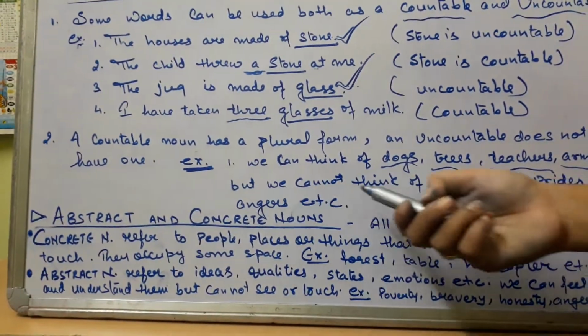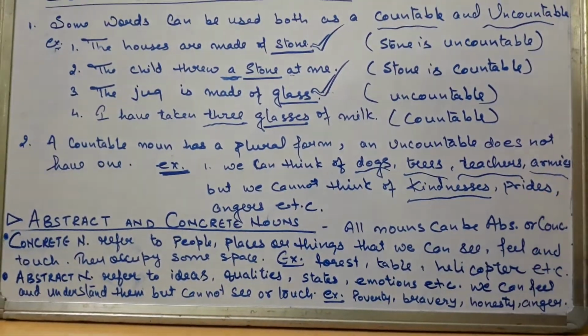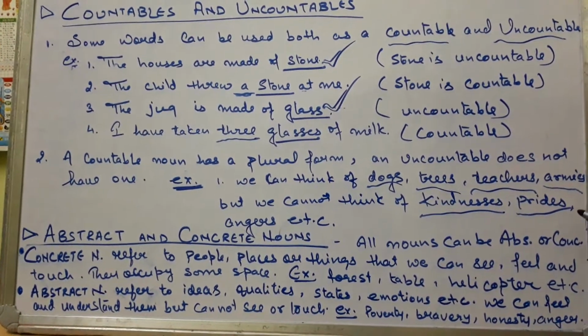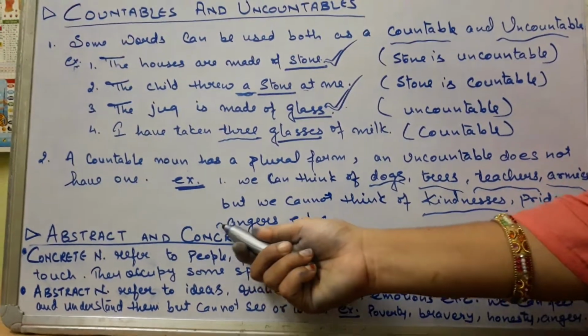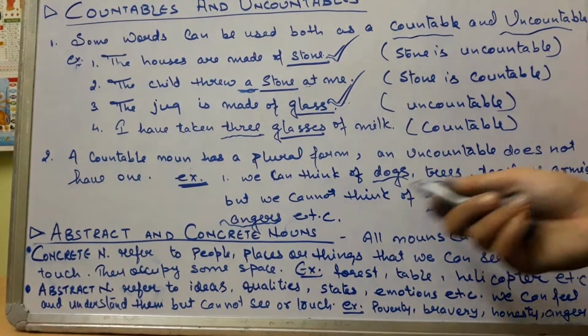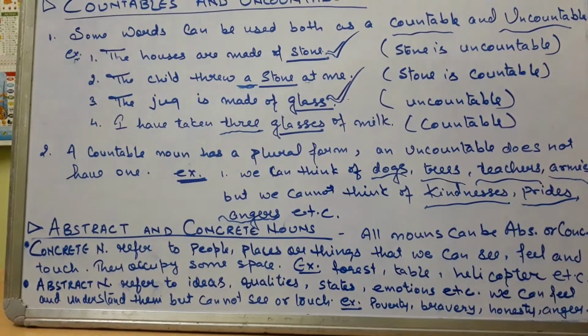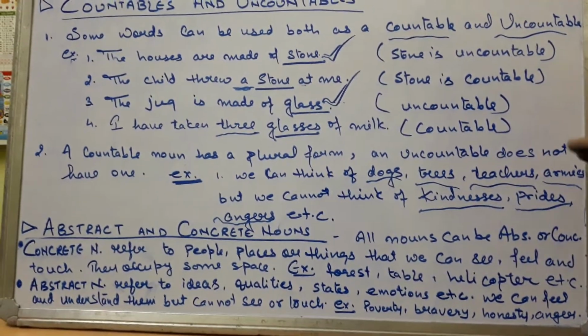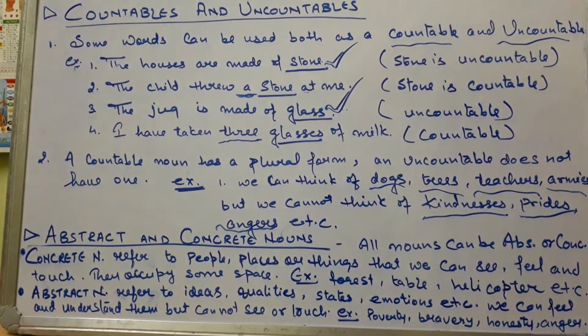But we cannot think of kindnesses. We always say kindness. Prides, we never say prides, we always say pride. Angers, we never say angers, we always say anger. So these are abstract nouns that are uncountable, so they do not have a plural form.